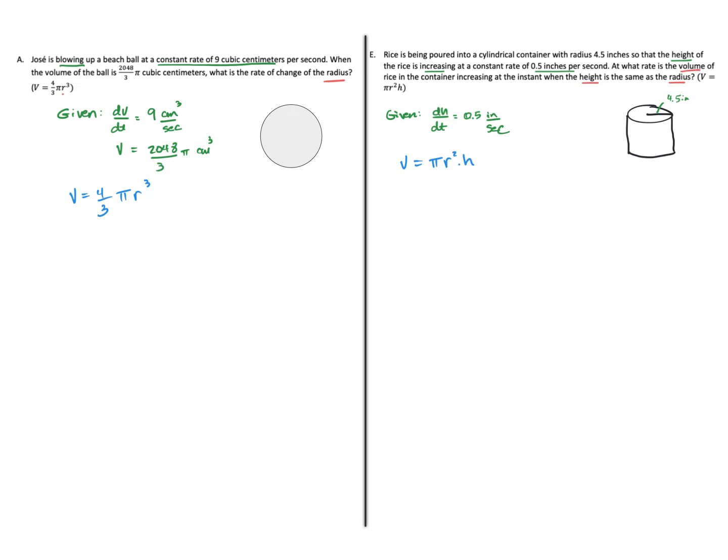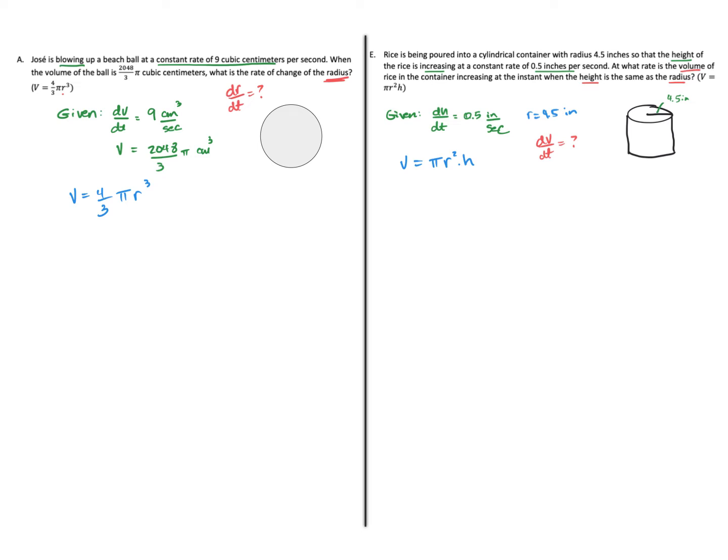In the other problem, you are given a cylindrical container with a radius of 4.5 inches, and you're given that the height is increasing. So the two things you're given are the radius, which equals 4.5 inches, and the height. In the beach ball problem, you want to find the rate of change of the radius, so you are looking for dr over dt. And in this problem, you're looking for at what rate the volume is increasing, so you're looking for dv over dt.